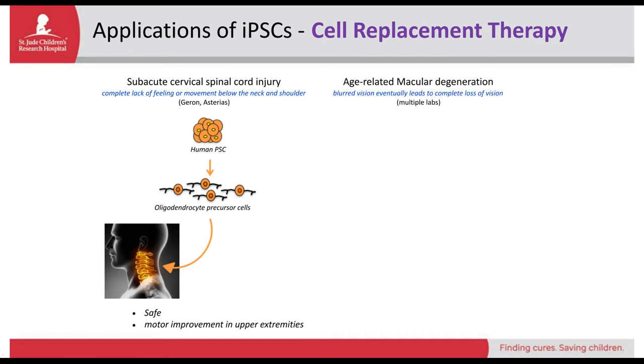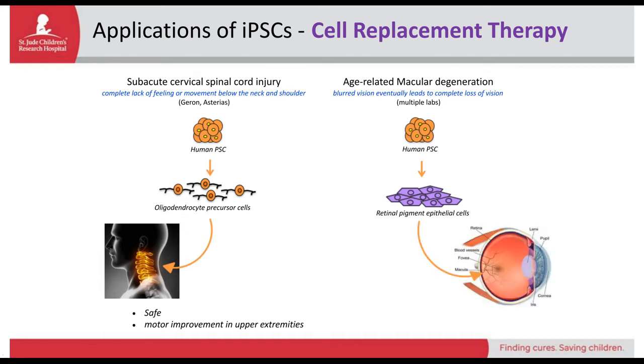This is for age-related macular degeneration, and it is being done by multiple labs. The condition essentially causes blurred vision, which eventually leads to complete loss of vision. Here, the labs differentiated human pluripotent stem cells into retinal pigment epithelial cells, which are the cells that degenerate in this condition, and transplanted them into the eye.